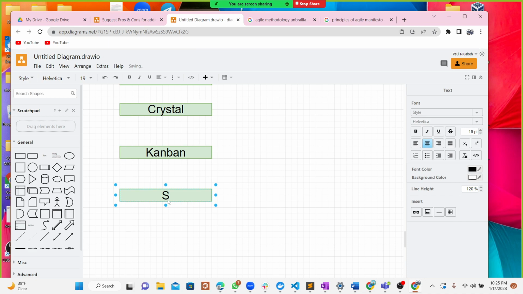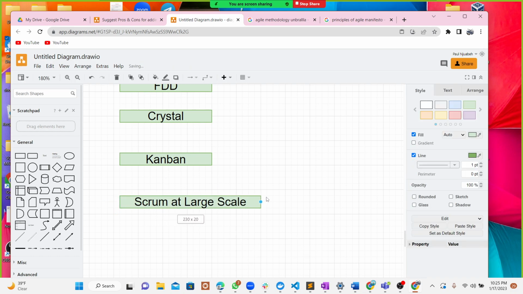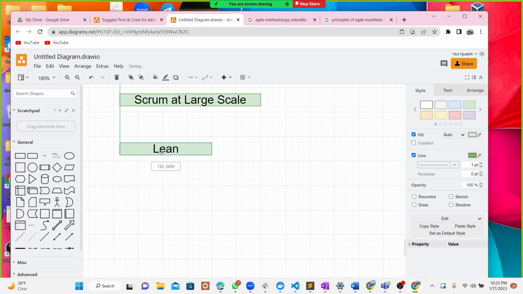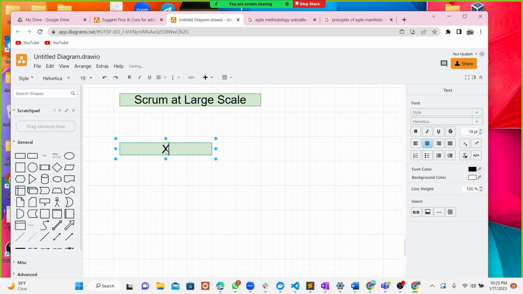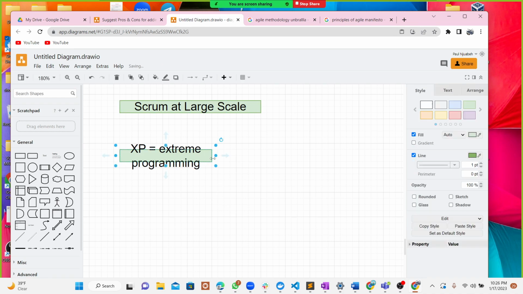Yes, Scrum at large scale. Then another interesting one is extreme programming. Very important. They will just say it's XP, which is extreme programming. All right, so these are Agile frameworks.